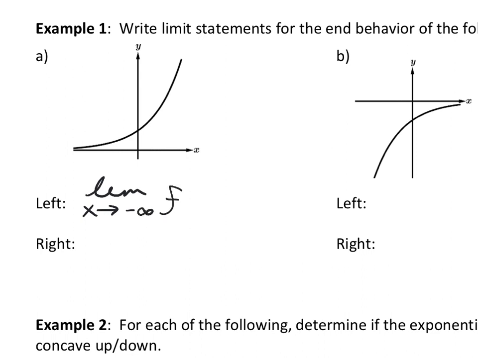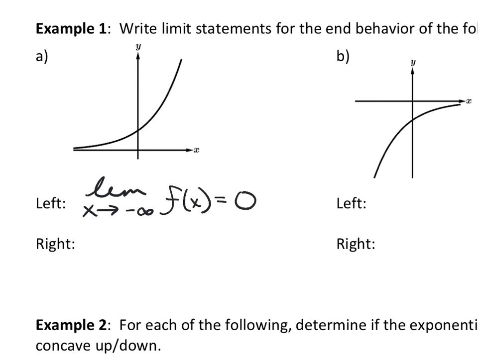Now we'll just pretend this function is named f of x. They didn't tell me what it was named. Now what's happening to that graph as we go to the left? What is it getting closer and closer to? 0. So the limit as x approaches negative infinity for f of x is 0.